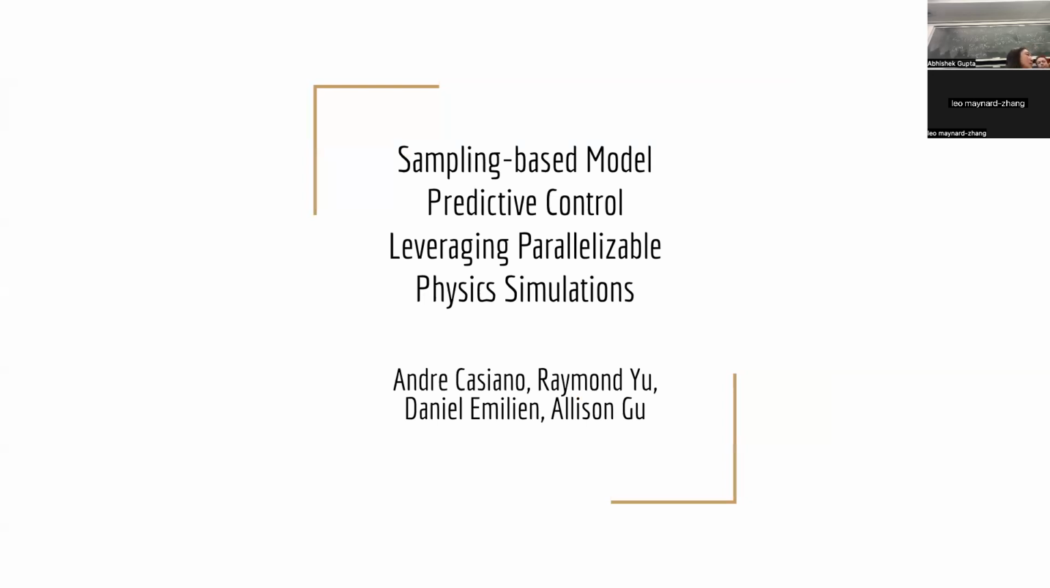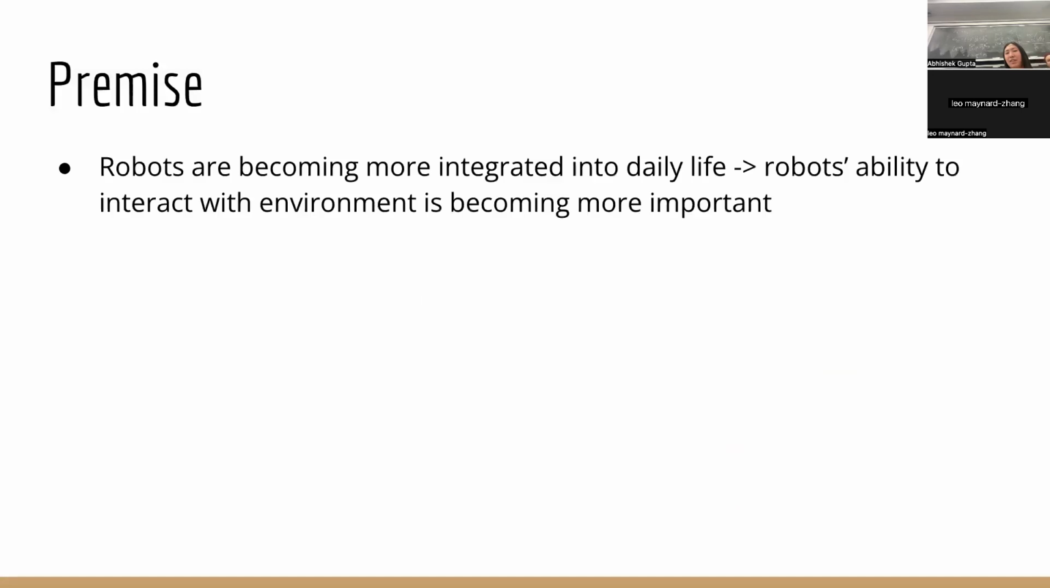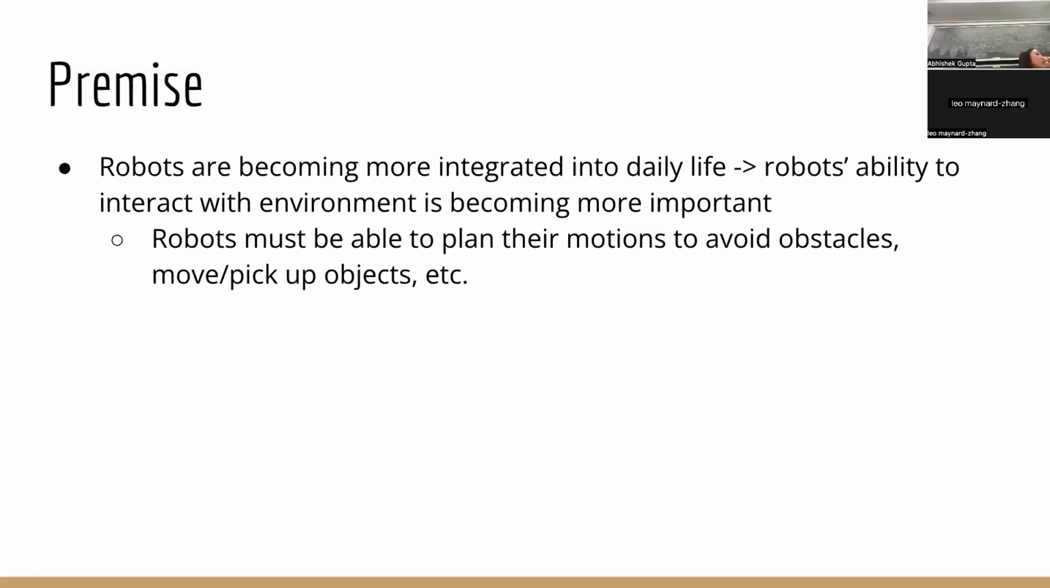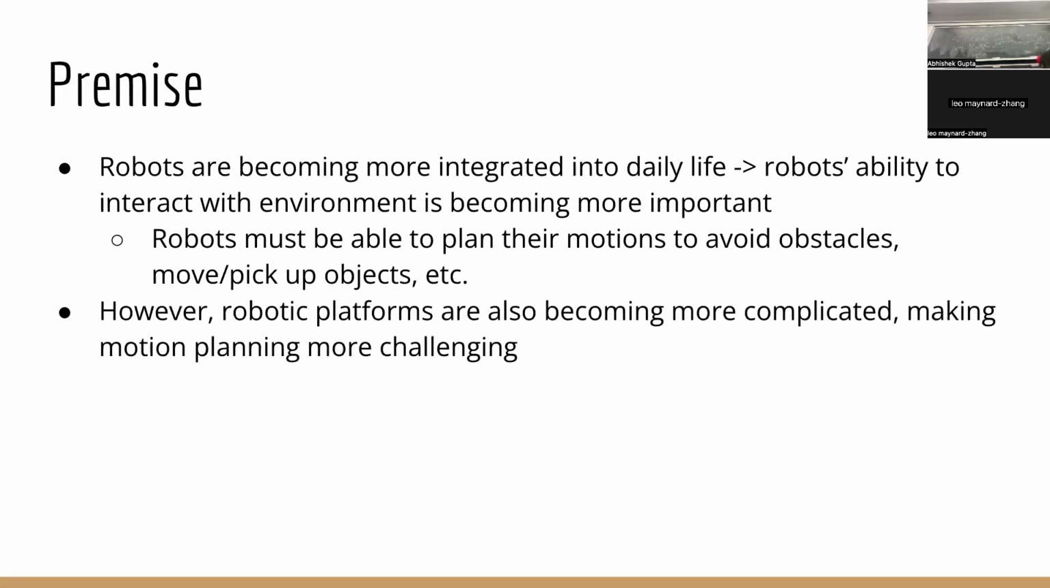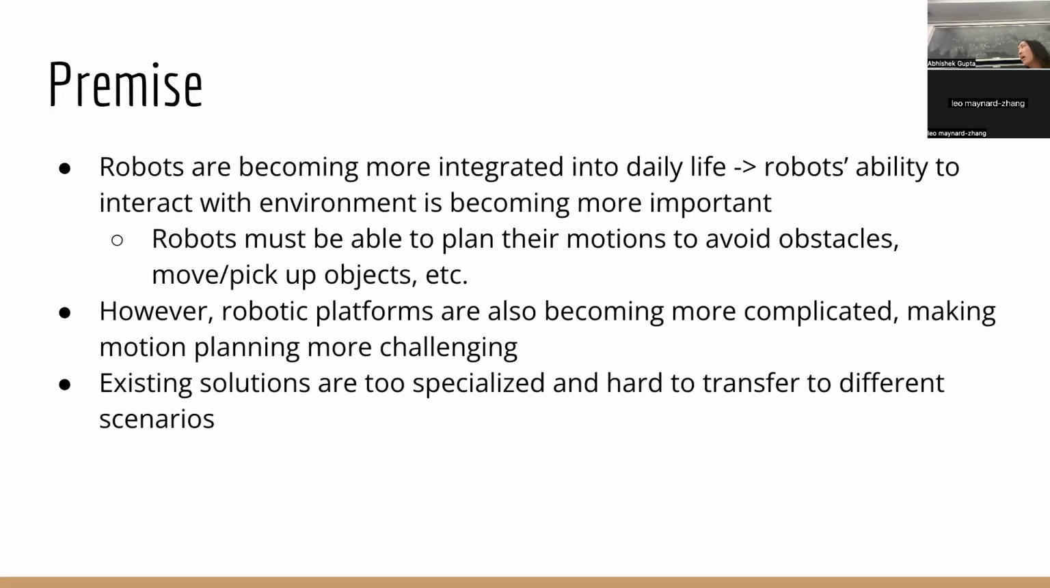Okay, hi everyone. Today we're going to be talking about sampling-based model predictive control, leveraging parallelizable physics simulations. Okay, so just some background info. Robots are becoming more integrated into our daily life, which means that it's more important for them to be able to interact with the environment. But at the same time, it's also becoming more challenging because robotic platforms are getting very complicated. And there are existing solutions, but a lot of them are very specialized, which means that it's hard to transfer to various robots or various scenarios.